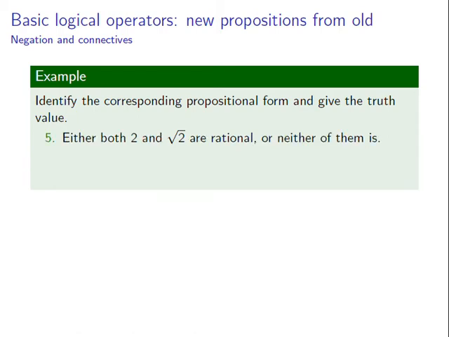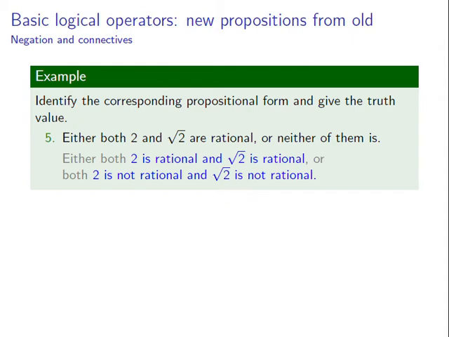Consider the sentence, either both 2 and the square root of 2 are rational, or neither of them is. As in the previous examples, we can write the statement, both 2 and the square root of 2 are rational as 2 is rational and the square root of 2 is rational. The statement, neither of them is, means neither of them is rational, which can be written as 2 is not rational and the square root of 2 is not rational.